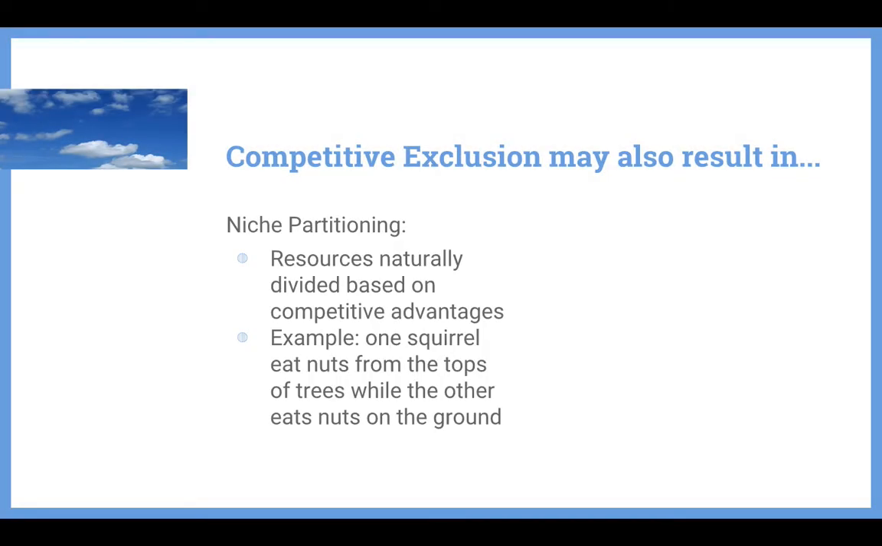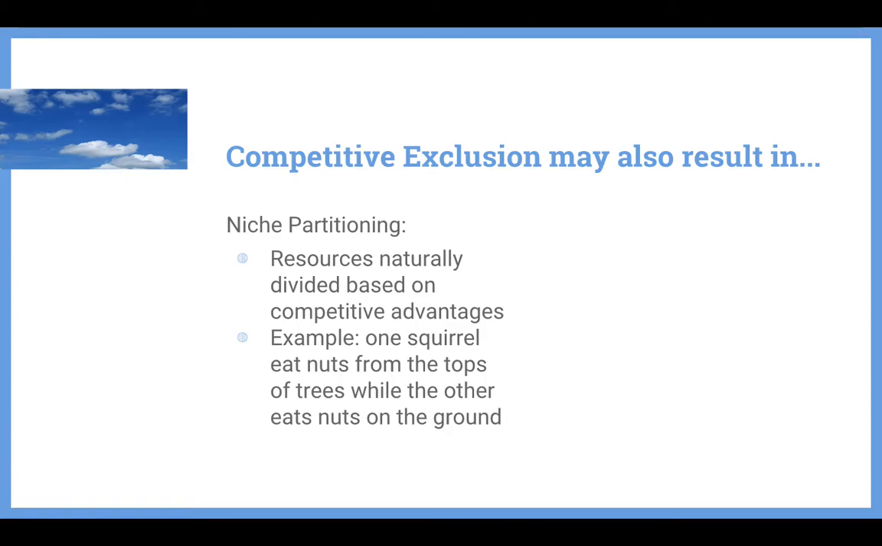The first thing is niche partitioning. The resources can be divided naturally based on competitive advantages. The way this could happen with the squirrel population, one squirrel would eat the nuts from the top of the tree while the other eats nuts on the ground. That way they're both getting what they need from their environment, but they're not necessarily competing for it in the same space. So if the gray squirrel is a better climber than the red squirrel, then it's going to eat obviously from the top of the tree.